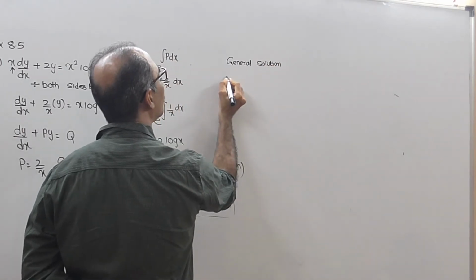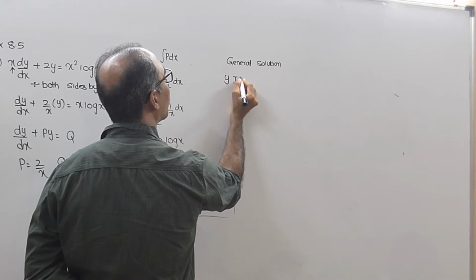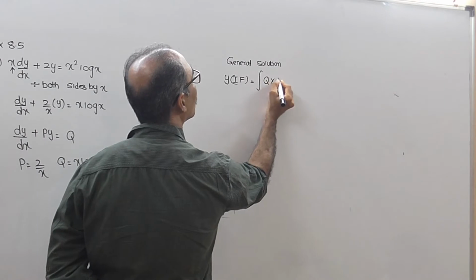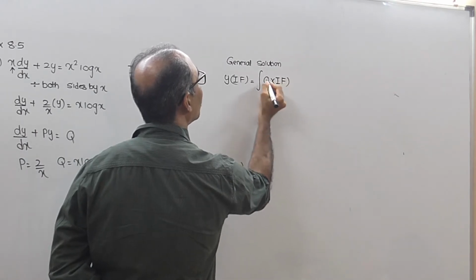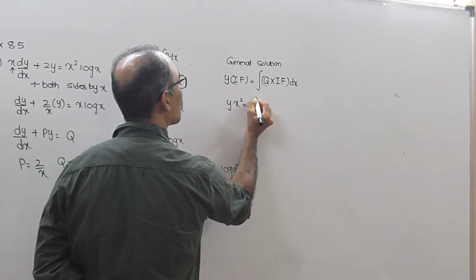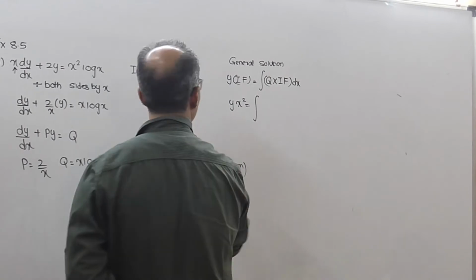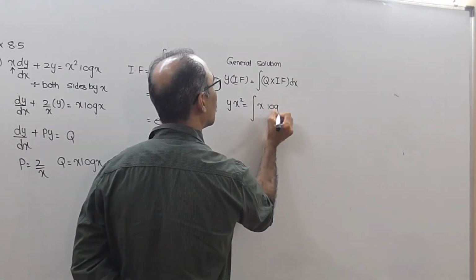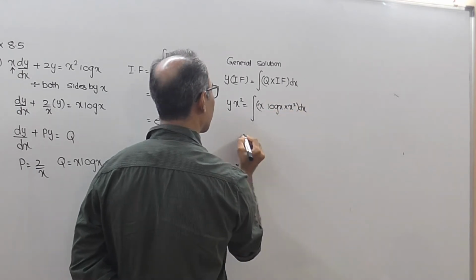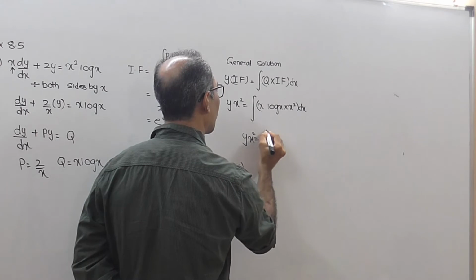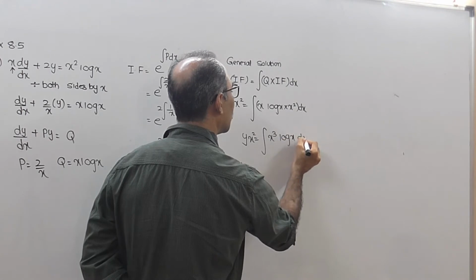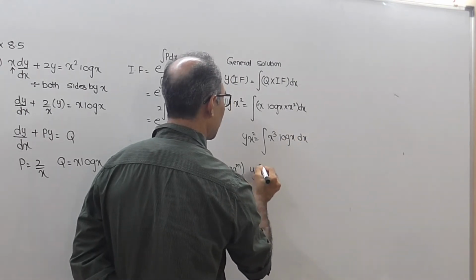Now the general solution will be y multiplied by integrating factor equal to integration Q into integrating factor dx. So y times the integrating factor x square, and what is Q? Q is x log x into x square dx. So this will be y x square equal to integration x cube log x dx.